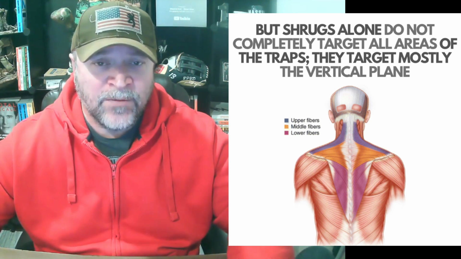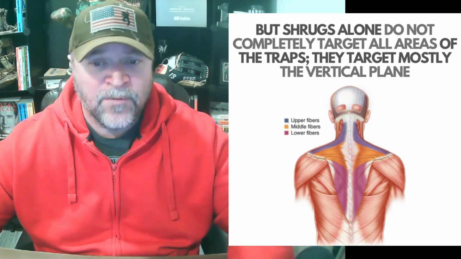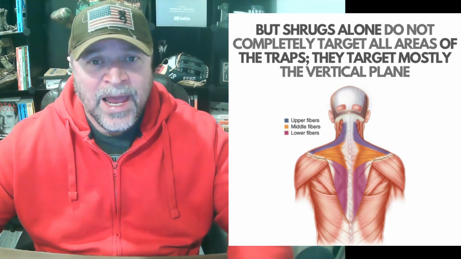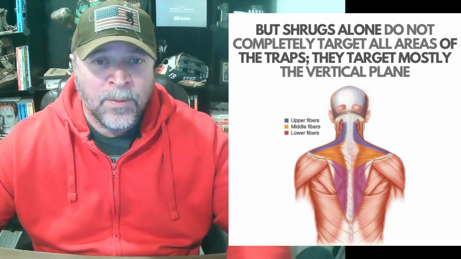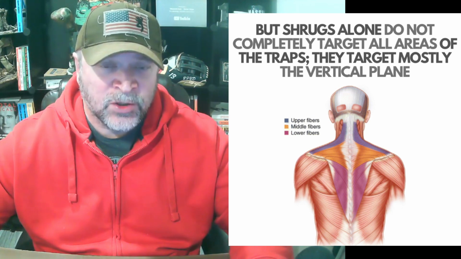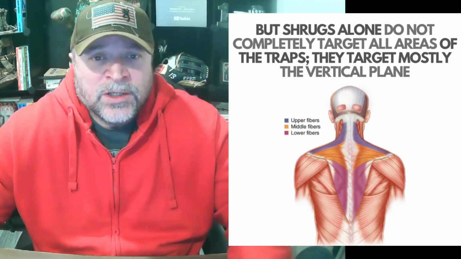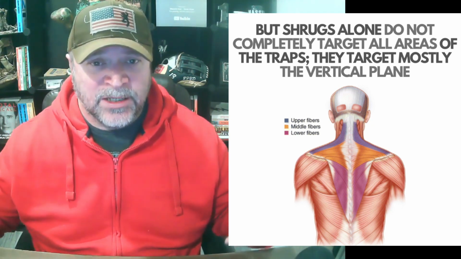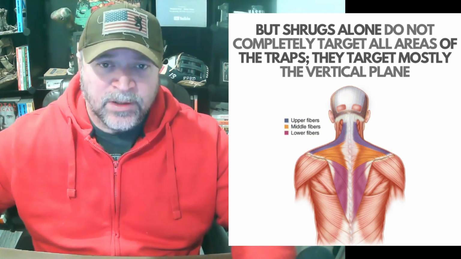If you look at this graphic, you can see there are 3 areas of the traps: the upper traps or upper fibers, middle traps, and lower traps. We're going to get into what each of them does, but stupid simple, there are 3 functions of the traps in totality. You have the vertical, which is the movement like this. You have retraction, which is the movement like this, scapular retraction. And you have the lower traps, which are involved with stabilization.